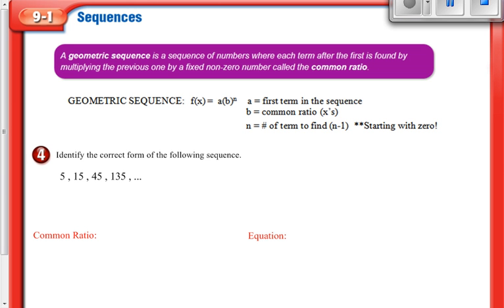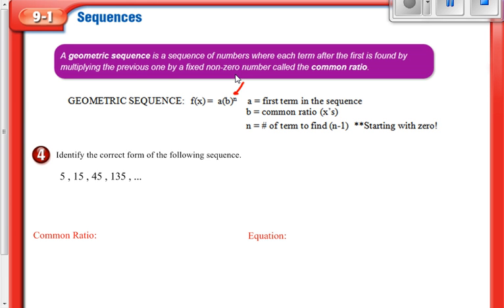Geometric sequence, as stated before, dealing with multiplication here, have a different equation that we will use, and it is f of x equals ab to the nth power. Note that sometimes they won't use n, they may use x. I think on today's worksheet it says x, but it's the same thing.